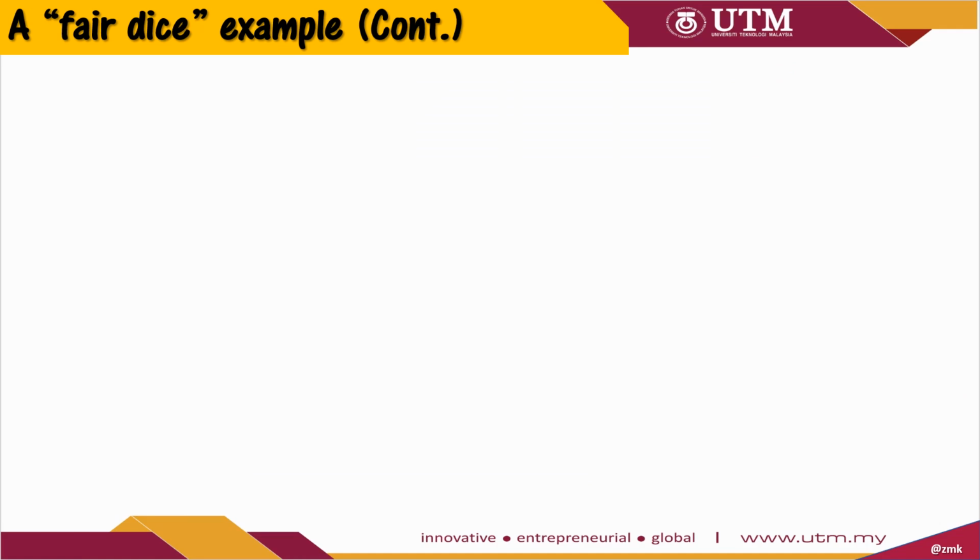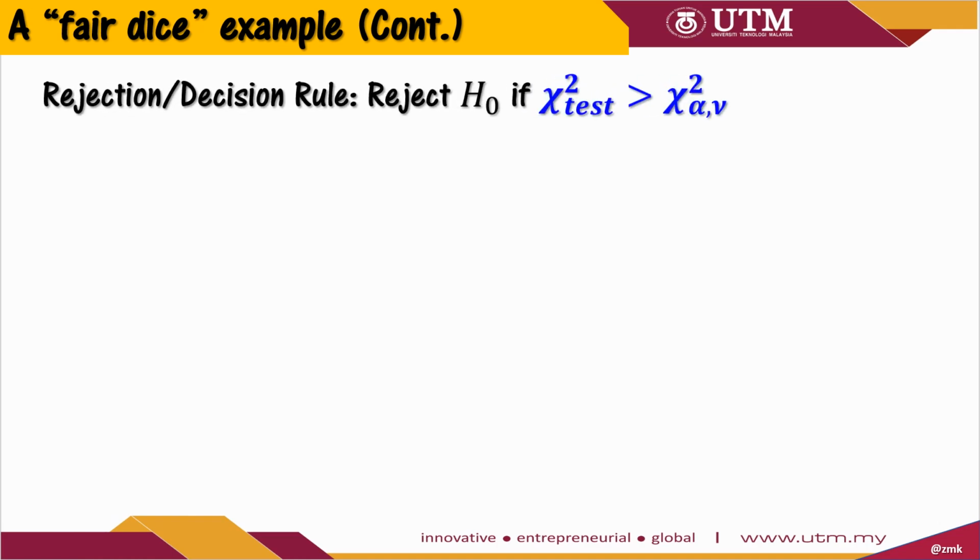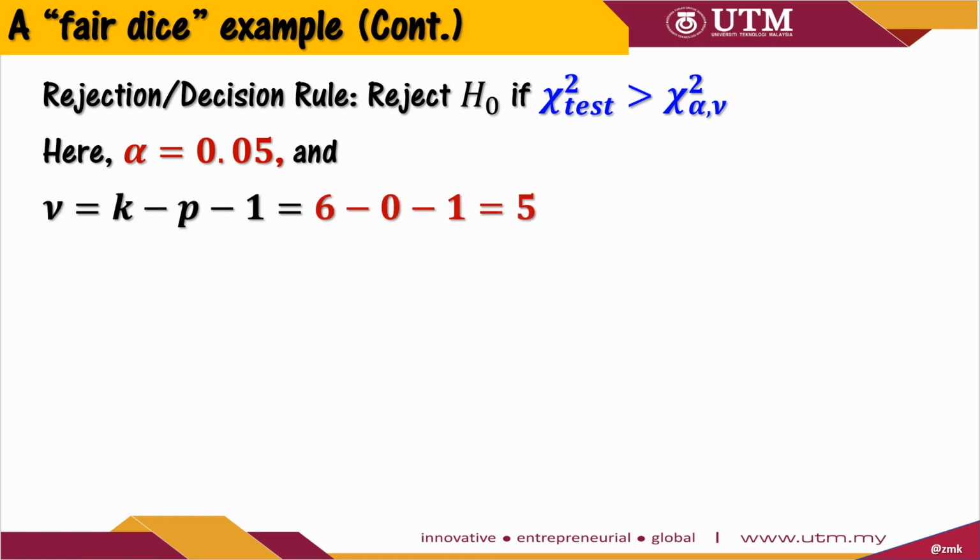After calculating the test statistic value, do not forget that we must write the decision rule, which is to reject H0 if the chi-square test statistic is greater than a right-sided critical value, which is chi-square alpha nu. We know alpha is 0.05 in this example, whereas the degrees of freedom nu is k minus p minus 1, given by 6 minus 0 minus 1, which is 5. The way we found k and p has already been explained in the previous slide.